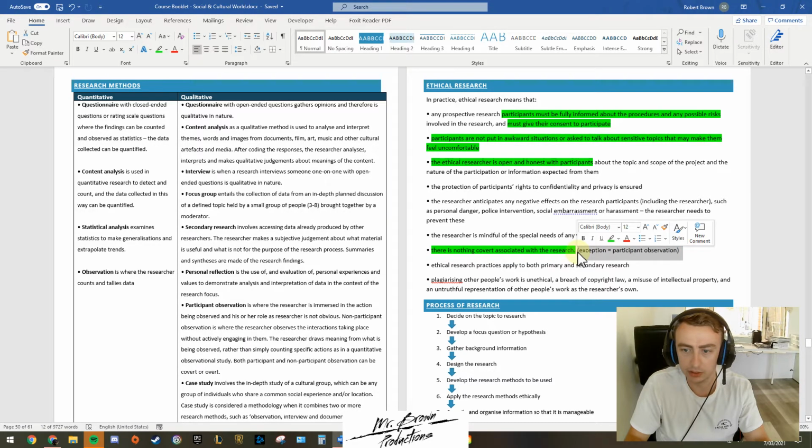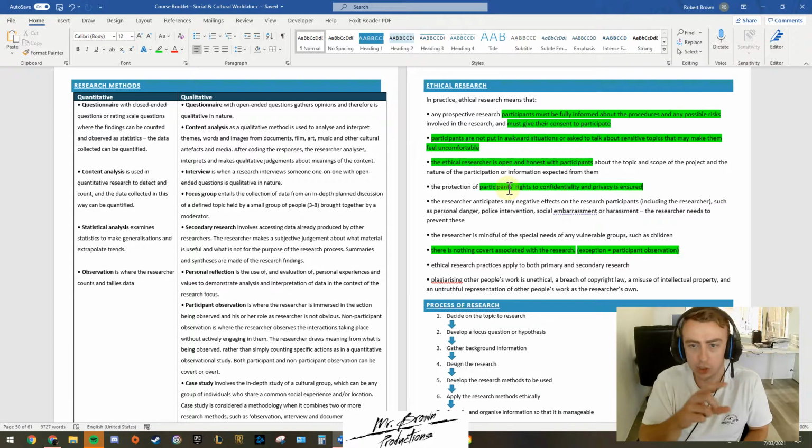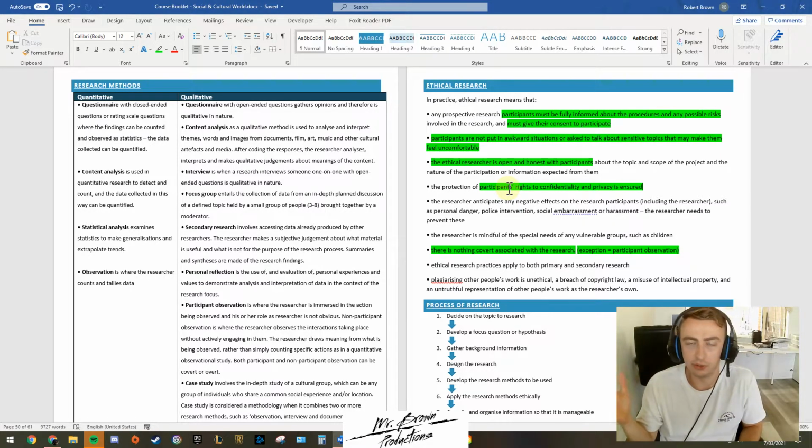But I think that is important to have. The protection of participants' rights to confidentiality and privacy is ensured. That's a big one. So in your PIP, you're not allowed to write anyone's names, even your own name. So you would just say a questionnaire respondent said this. You wouldn't say Mr. Brown from Brisbane Water Secondary College revealed that. So you have to make sure everyone's confidentiality and privacy is ensured.